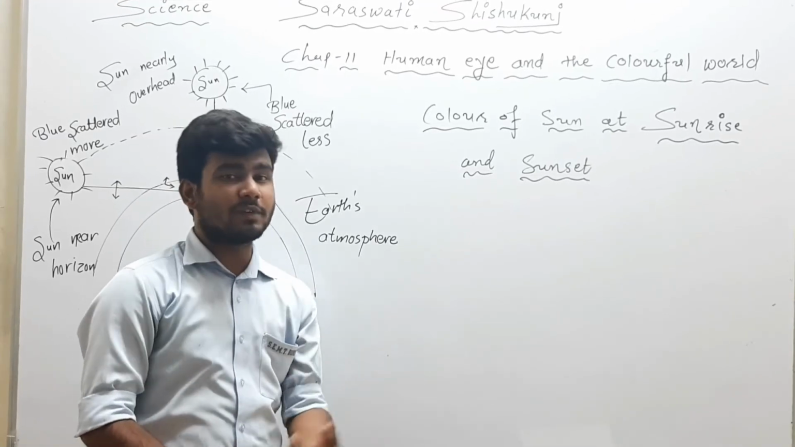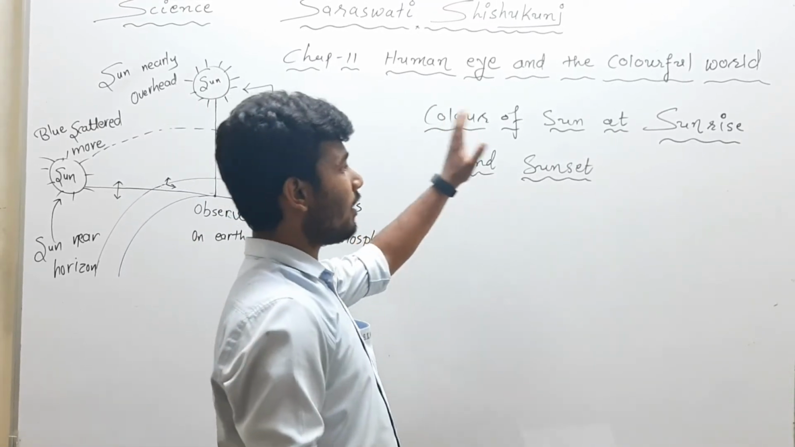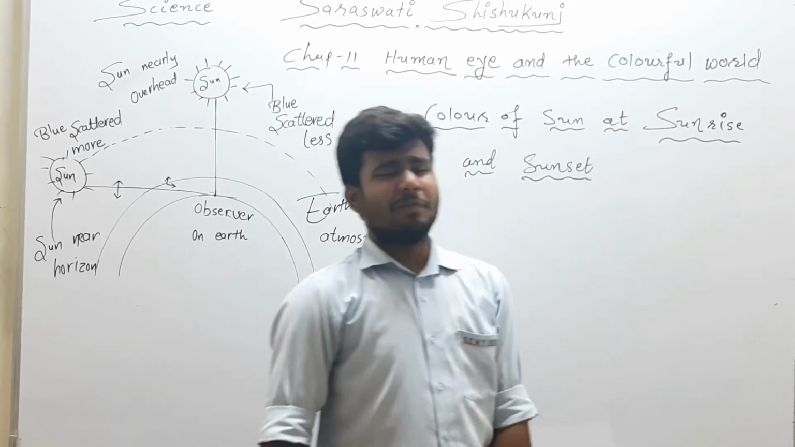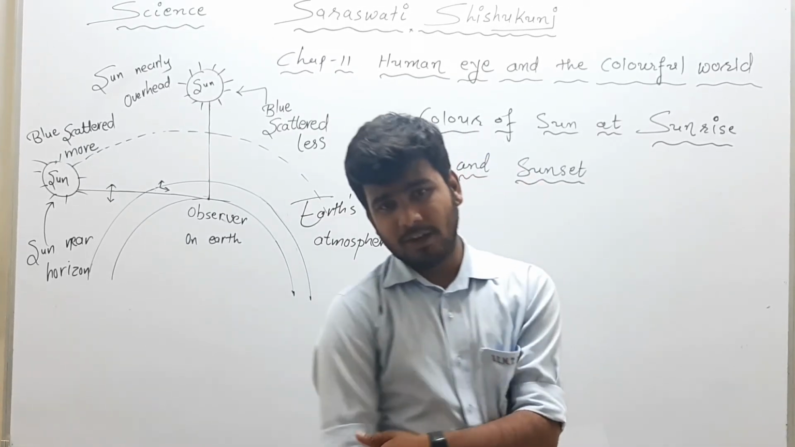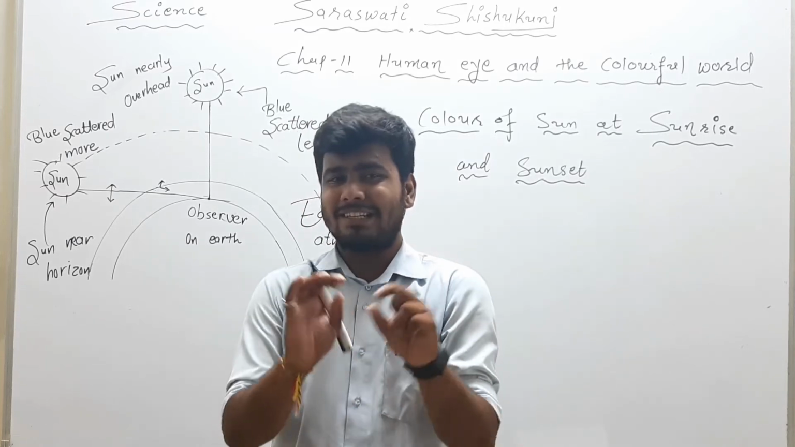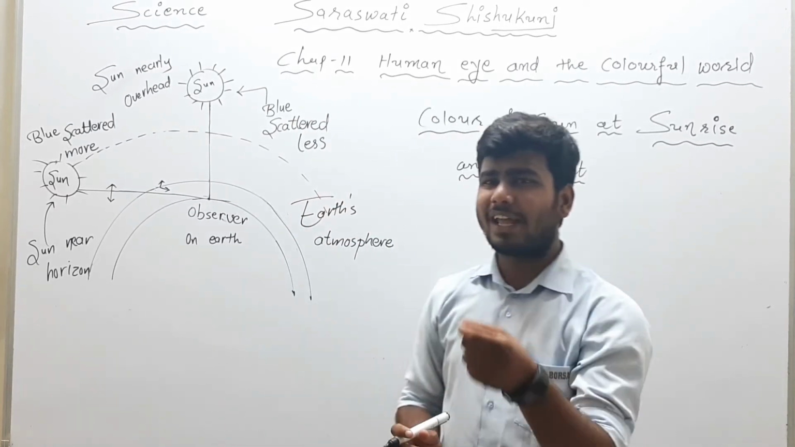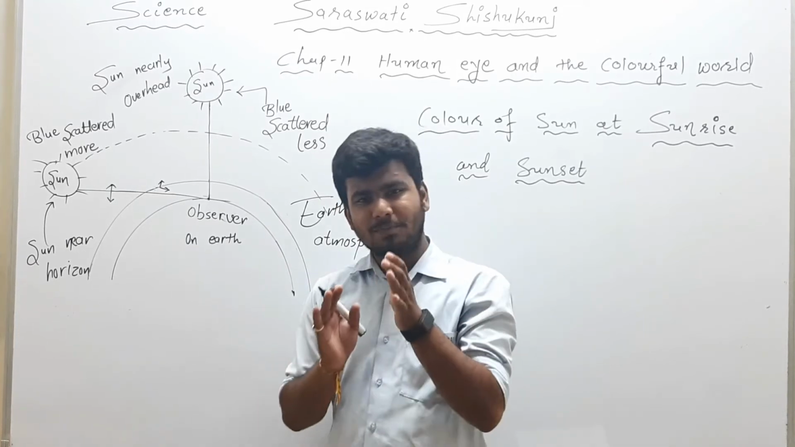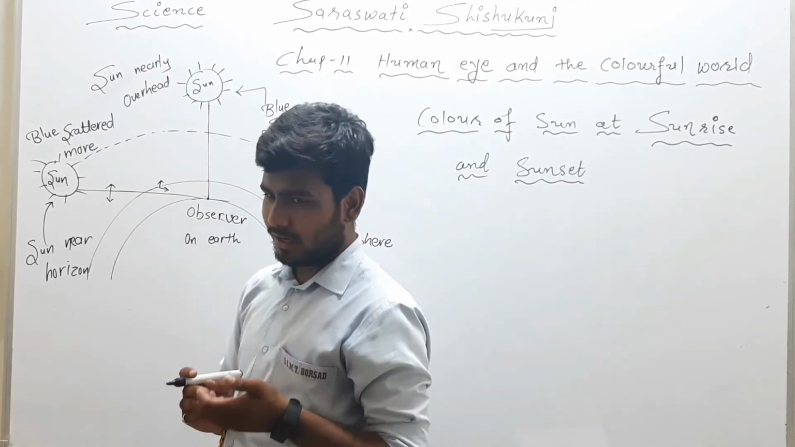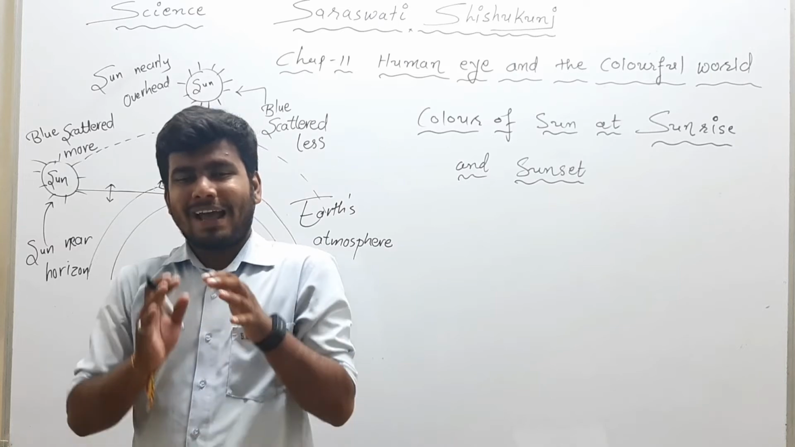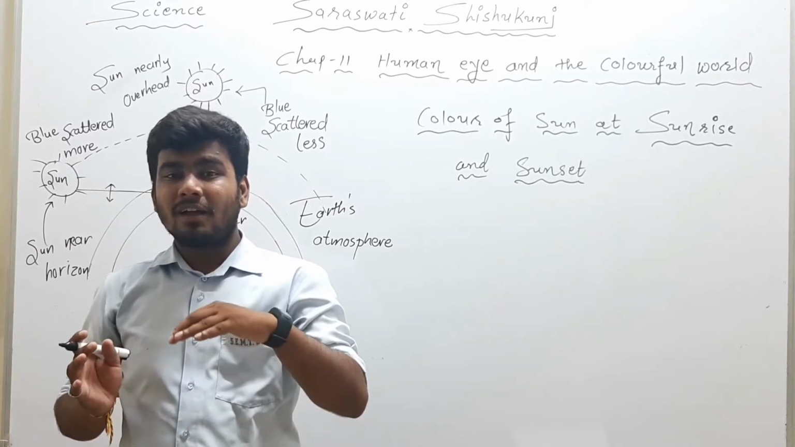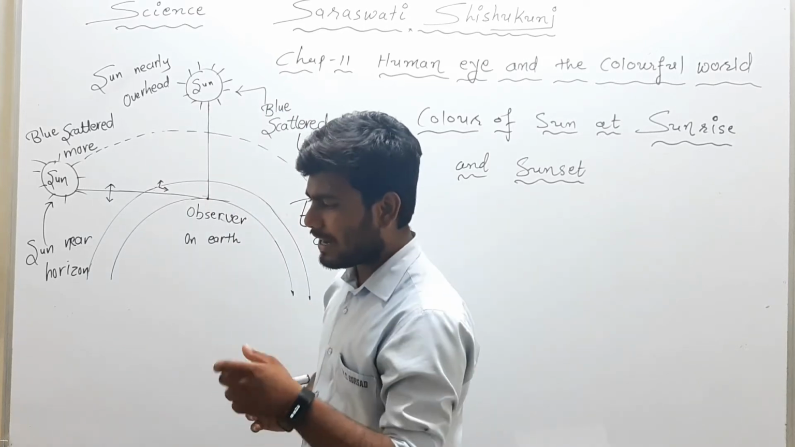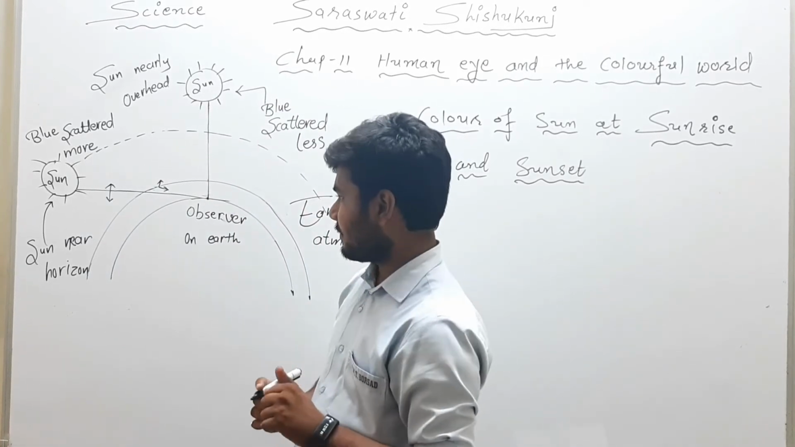So let's move towards our next concept, the color of the sun at the time of sunrise and sunset. We all have observed the color of the sun at sunrise and sunset. It is a little bit reddish. So why is it red in color? Let's understand. First of all, it must be clear in our mind that red color is seen when scattering is done by large particles, by macromolecules.